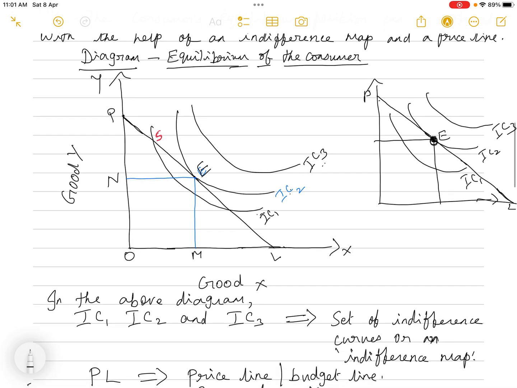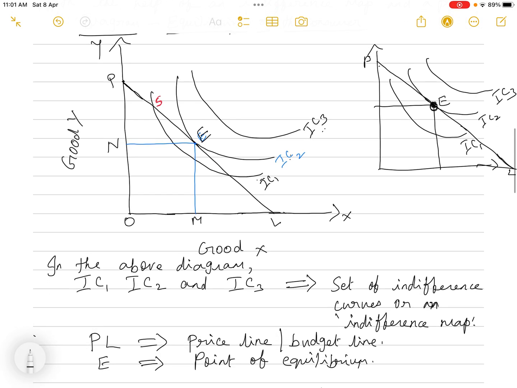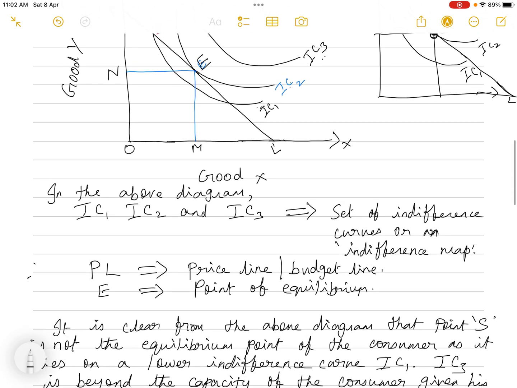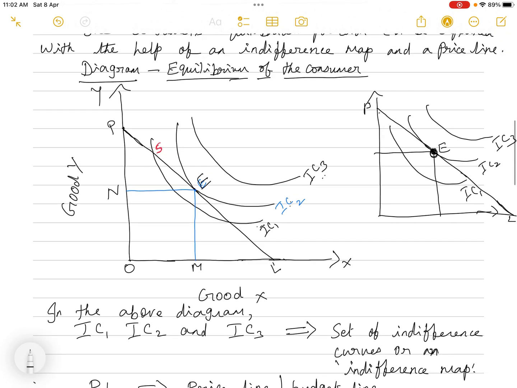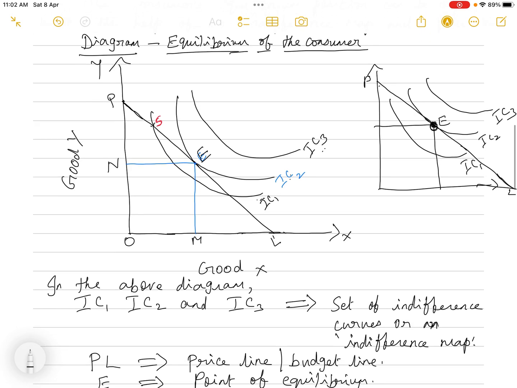So this is the point of equilibrium, point E, and IC1, IC2 and IC3 are a set of indifference curves. That is what is known as the indifference map. So what is PL? PL is the price line and E is the point of equilibrium.